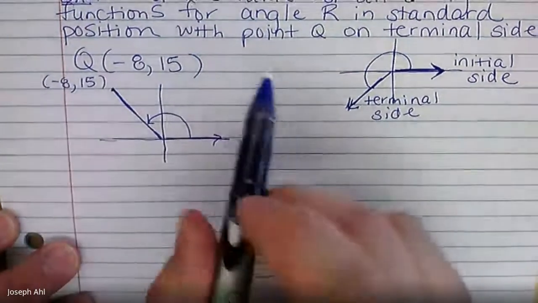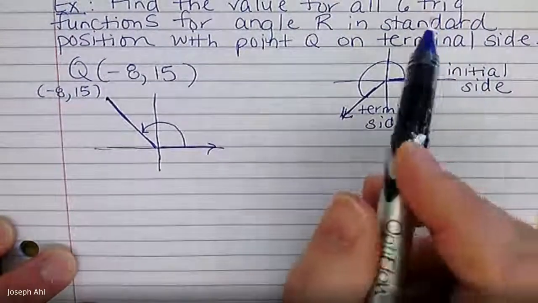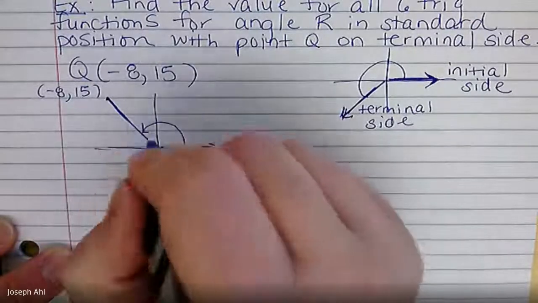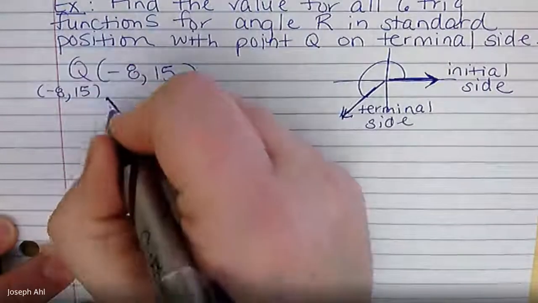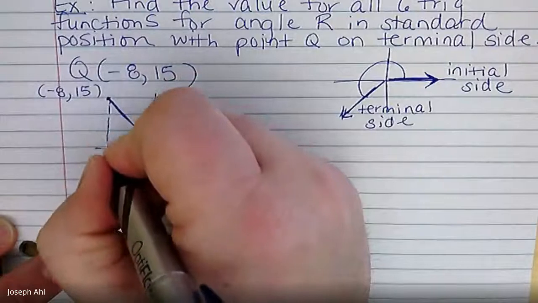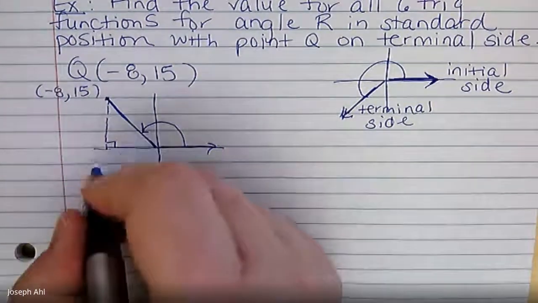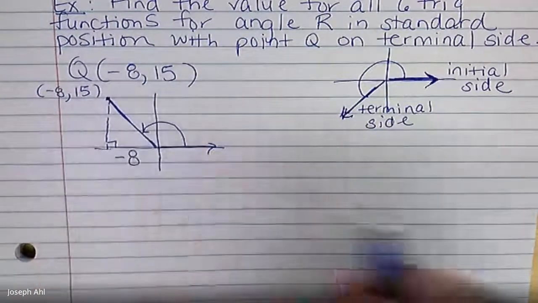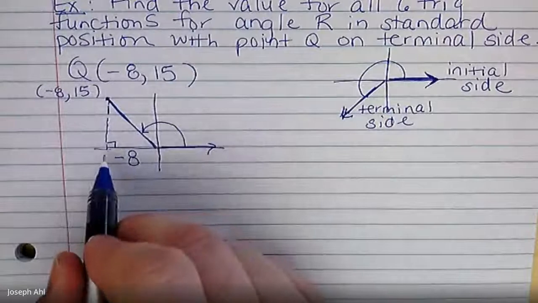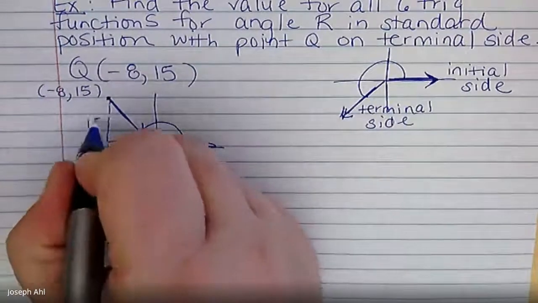And we want to figure out the value for all 6 trig functions given this picture. Well, as soon as you draw on that terminal side, the first thing I'm going to tell you is that you're going to draw a line down to the x-axis. We're going to make a right triangle with the x-axis. And what I know is that this side right here is to the left 8, so I'm going to label that as -8. And then the side that goes up is 15.